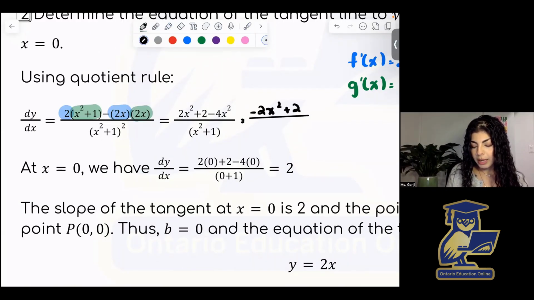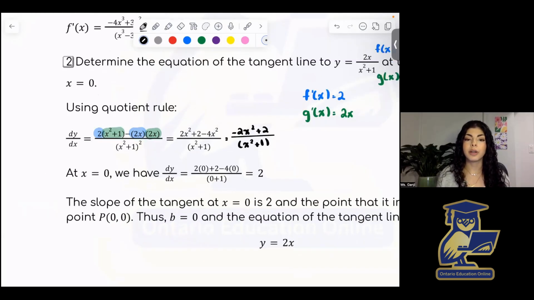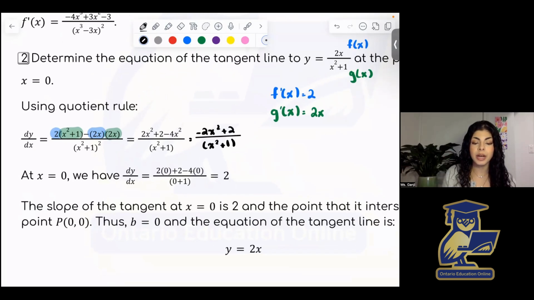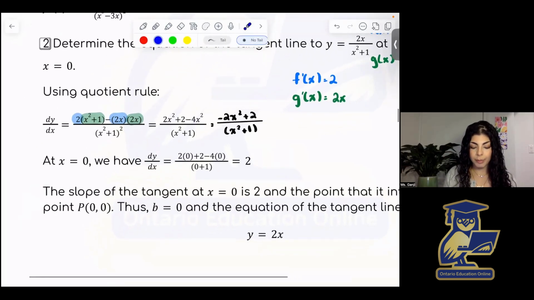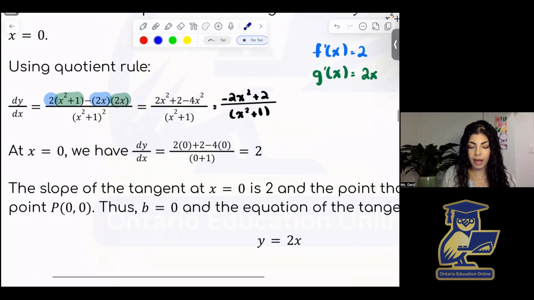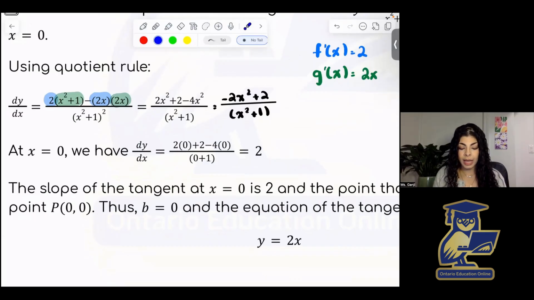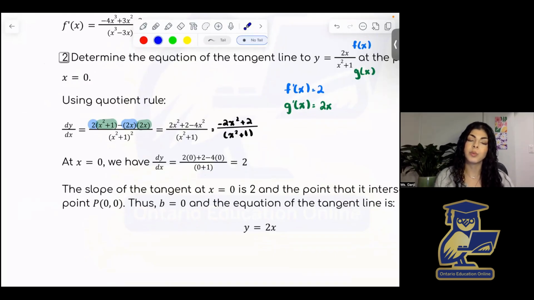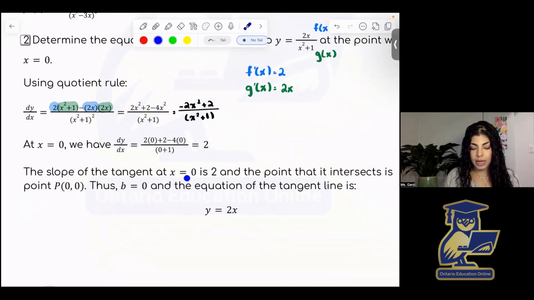But when you come across bigger, more complex functions and you have a very complex expression here, then you can just start by substituting that x is equal to 0, which is what I did here, and I was left with 2. And again, make sure that this is defined. So in our denominator, this is defined because it's 0 plus 1, so we're just left with the 1. So the slope of the tangent at x equal to 0 is 2.